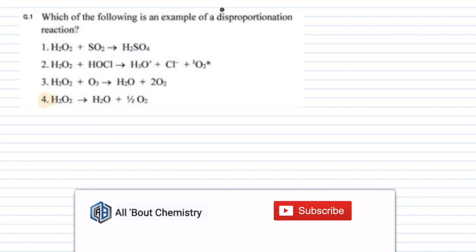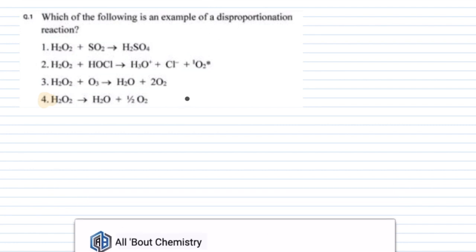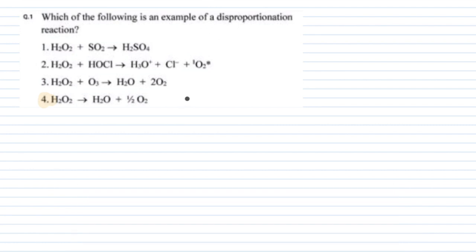In a disproportionation reaction, a single entity, the same entity, undergoes oxidation and reduction both. That's the basic way we understand disproportionation reaction. Now if you look at the options over here, the oxidation state of oxygen is changing. Here the oxygen is in -1 oxidation state, whereas here it is in -2 oxidation state. So the reduction of oxygen is happening, and the sulfur is undergoing oxidation over here.